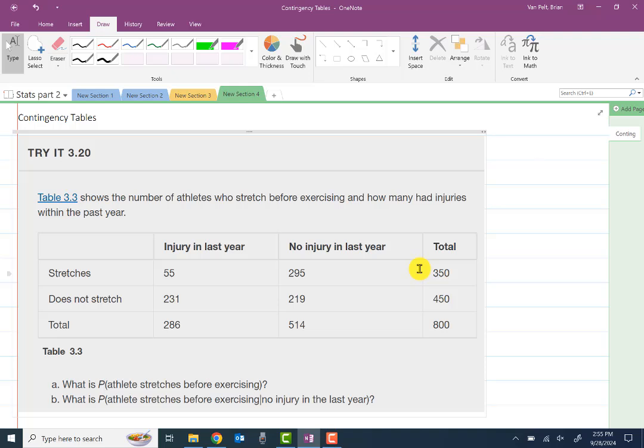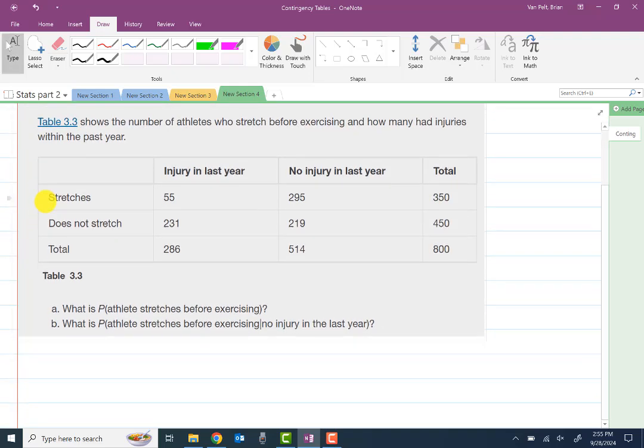Now, these kinds of tables are particularly useful for conditional probabilities. Let me show you some things we're going to do here. I know that they're putting a lot of words inside the parentheses, but I'm just going to do it this way. I'm going to call this by the letter S, this by the letter D, I, and N.